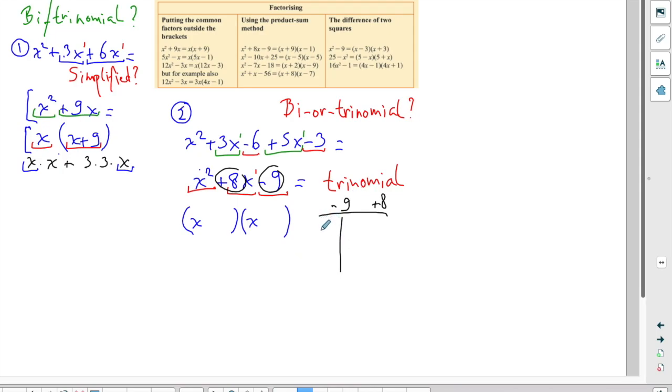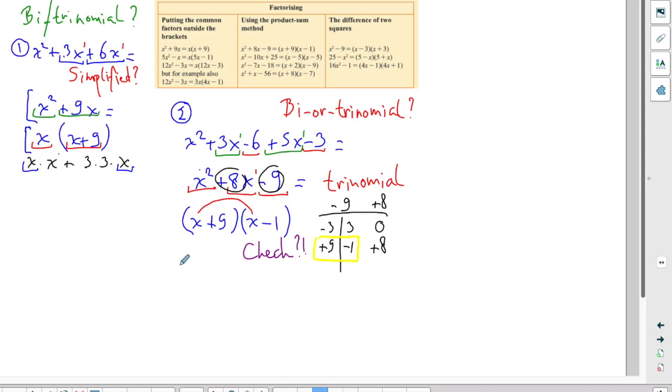Take a look. Minus 3 times 3 is minus 9. But those together, it's 0. Plus 9 minus 1 together is minus 9. Together it's plus 8. I got the right numbers. I know this is x plus 9, x minus 1. Can I check? Of course, always.